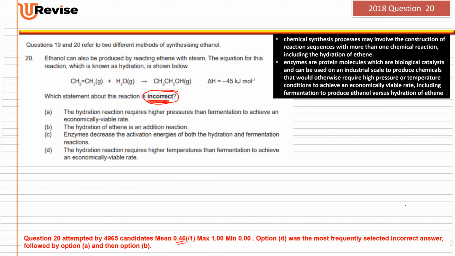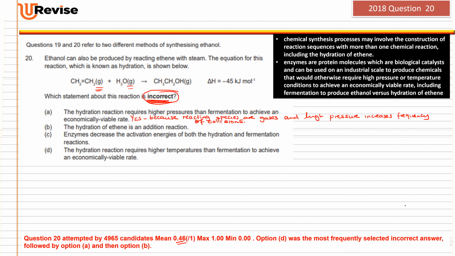Okay, so let's go back to the question now and try to identify the correct answer that we are looking for. So which statement about this reaction is incorrect? The first one reads, the hydration reaction requires higher pressure than fermentation to achieve an economically viable rate. I would say yes, this is correct, because the reacting species are gases, and high pressure increases the frequency of collisions, right? So what we're saying is, because I've got gases here, high pressure will bring the particles closer to each other, increasing the chances of collisions.